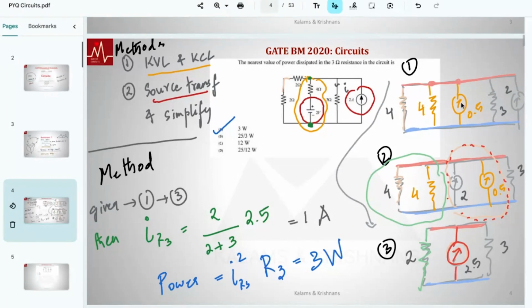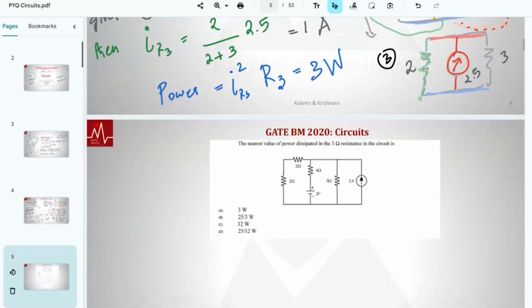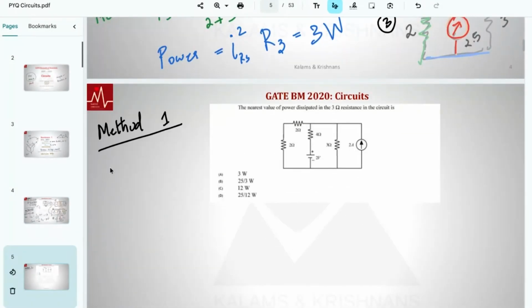Do this transformation. The problem has 2 sources, so transformation. Hey, this is actually simple. A couple of resistors in parallel. How does the current get split? Total current is 2.5 at that stage, and it gets split. So this is method 2. Any questions? Method 1 is KVL and KCL.